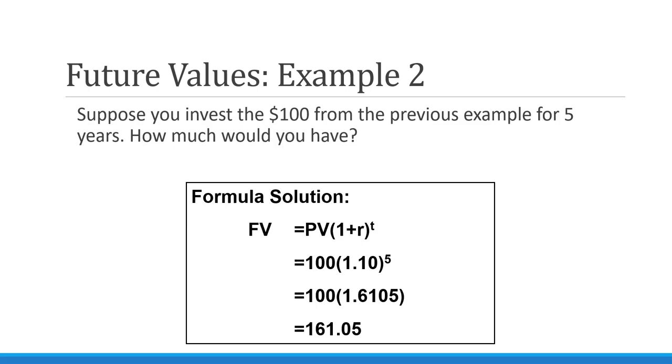We can also use a future value and a present value factor table in order to look at these factors, and we will practice that in class. So after 5 years, we would have $161.05.